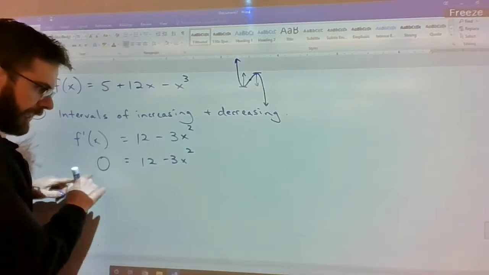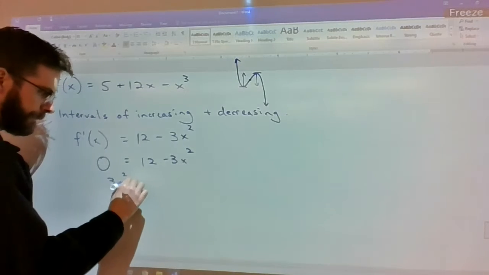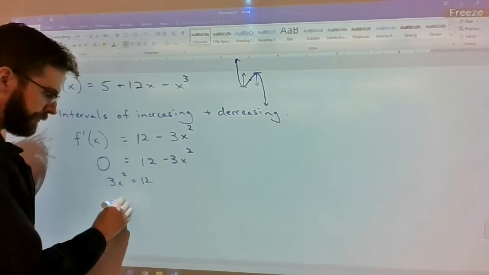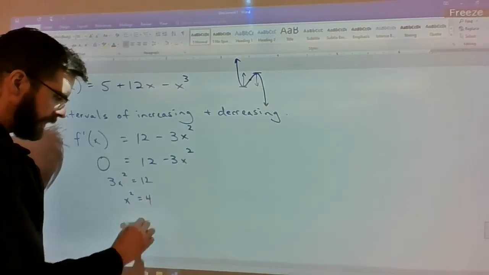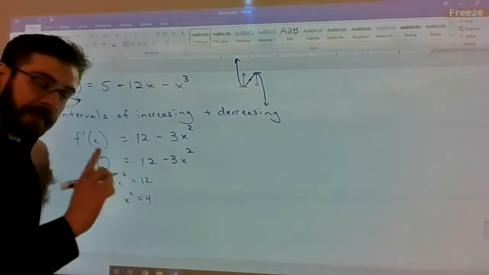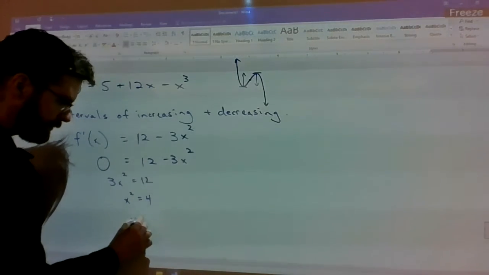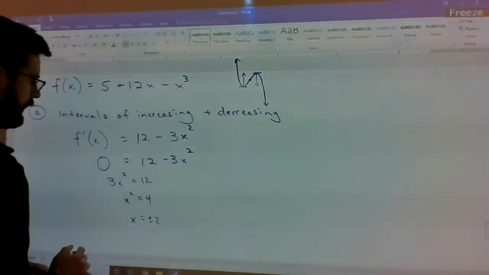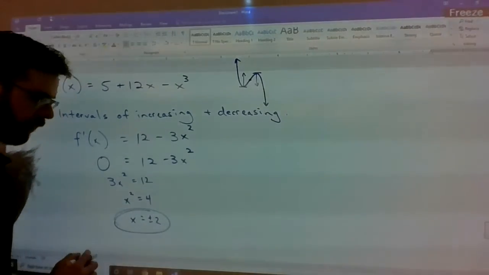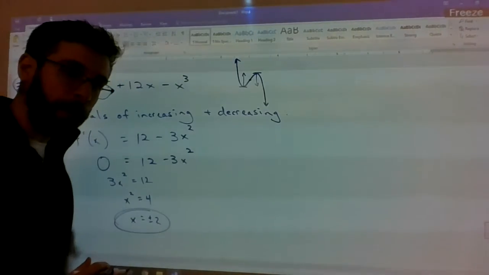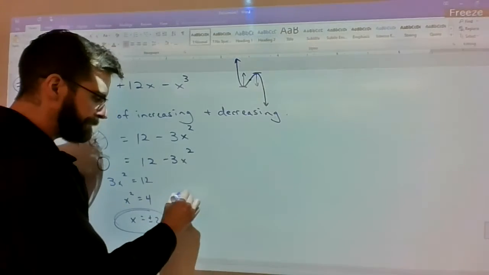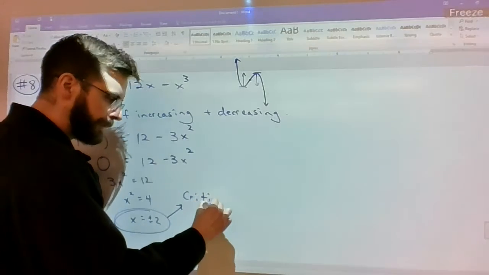All right, I'm going to add 3x squared to both sides, divide both sides by 3, and then square root both sides. And by square rooting, I create a plus or minus 2. So these right here are affectionately called the crumbers. Textbooks call them critical numbers.